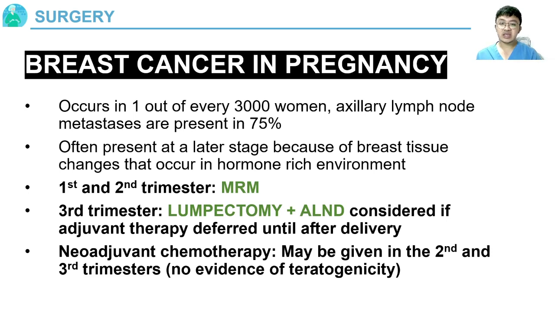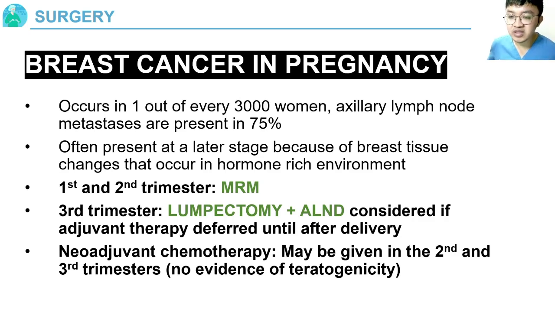So in pregnancy, breast cancer occurs in 1 out of 3,000 women, and axillary lymph node metastases are present in 75%. So they often present at a later stage because they develop faster, because breast tissue, when you're pregnant, has more changes that occur in a hormone-rich environment.